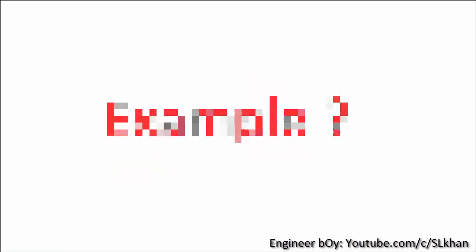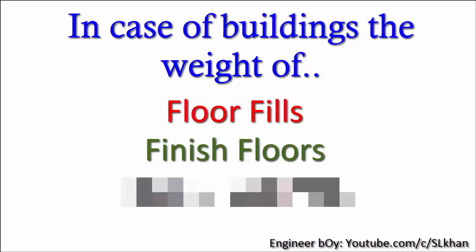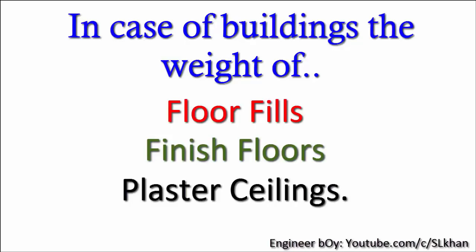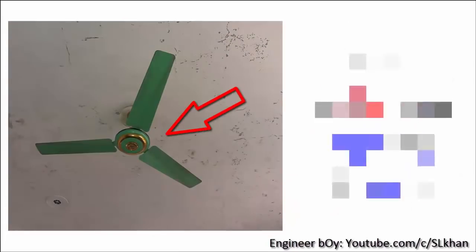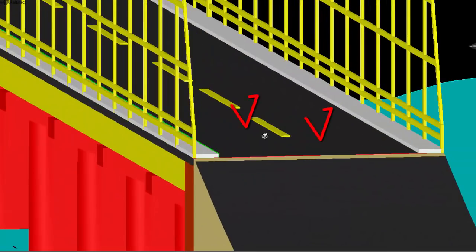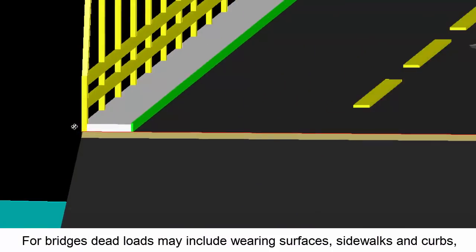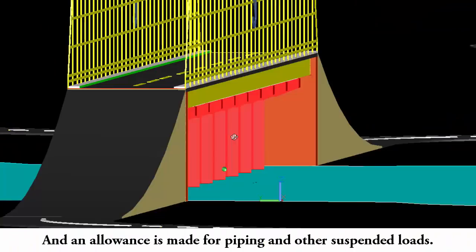And what is included in dead load? In the case of buildings, the weight of floor panels, finished floor, and plaster ceilings are usually taken as dead loads, and an allowance is made for suspended loads such as piping and lighting fixtures. For bridges, dead loads may include wearing surfaces, sidewalks, and curbs. An allowance is made for piping and other suspended loads.